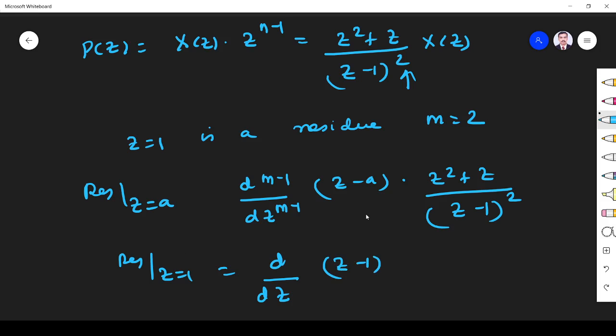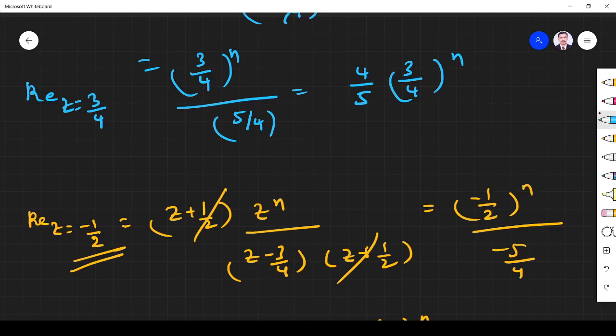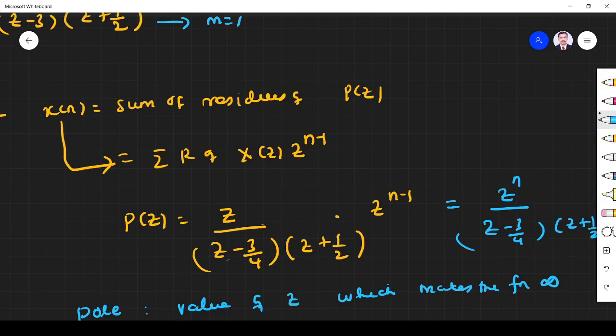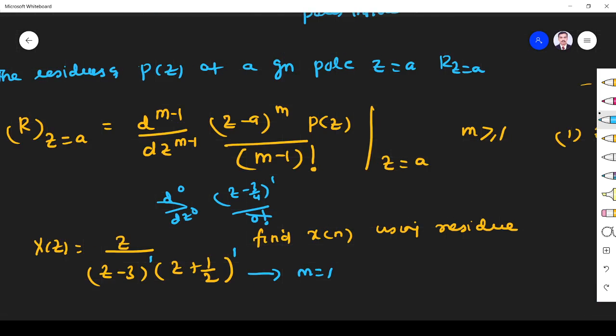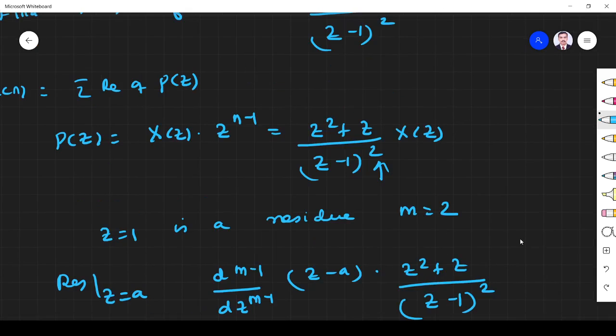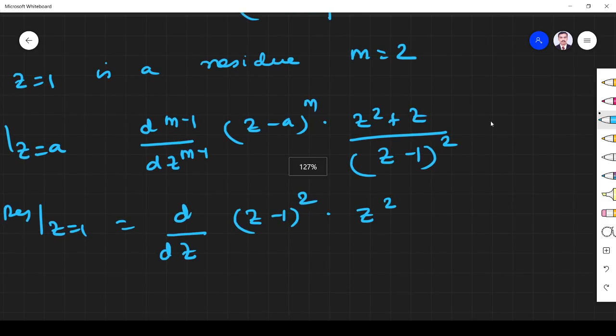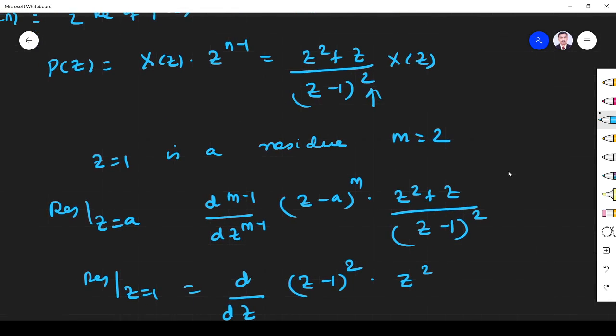z minus 1 into, sorry, what is the formula? z minus a power m. m is there. So for our question, m is equal to 2. So I write z minus a power m, so m is 2, into p of z. What is p of z? P of z I have found it. This is what my p of z.